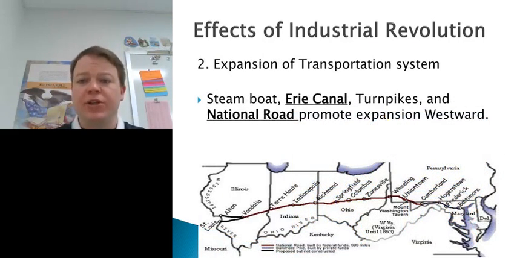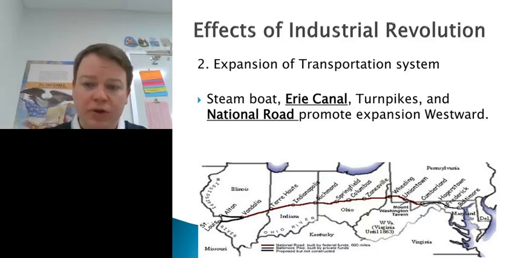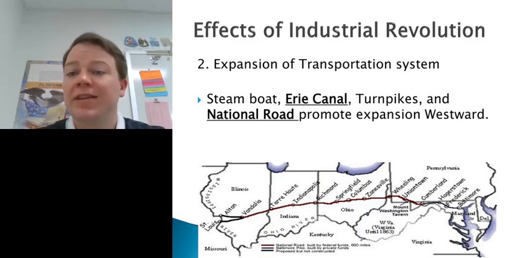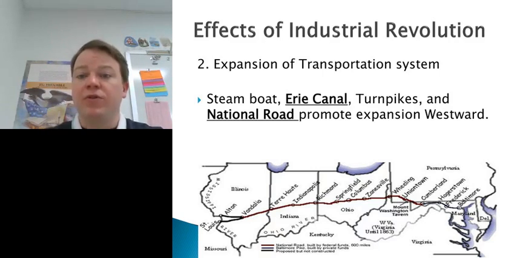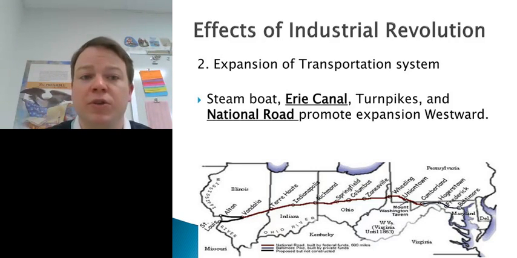Expansion of transportation system. We talked about this kind of as a cause. It's also an effect. As we build up our industrialization, we're going to need to ship all of those goods better and more efficiently. So we're going to see the steamboat, the canal, the turnpikes, and a national road being built. On the flip side, that could also be spurring industrialization, because now we have the ability to ship those goods. So now those factories can produce more and more to allow those goods to be shipped across the country.